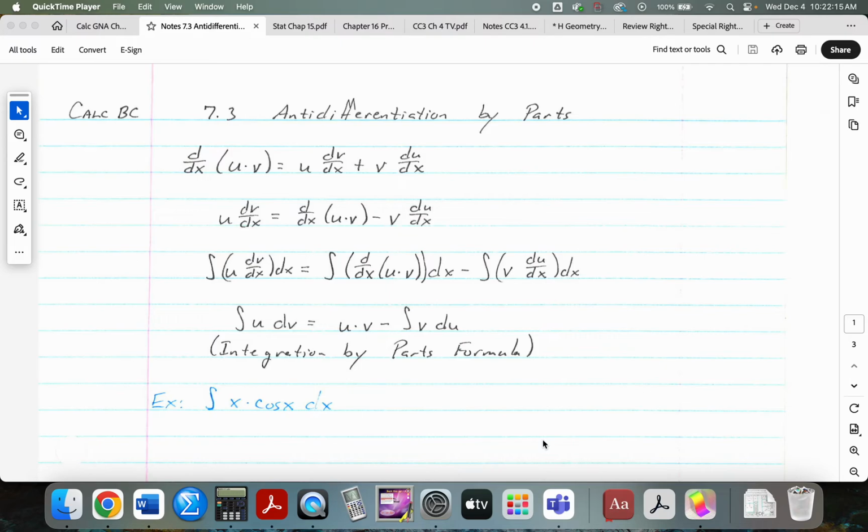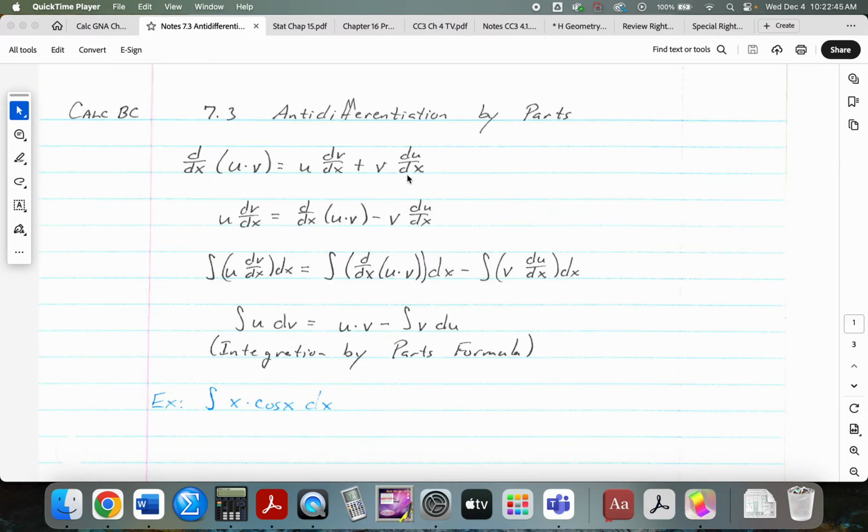What it's based on is the product rule, kind of in reverse. Let me explain. If we take the derivative with respect to x of u times v, we're assuming u and v are both differentiable functions of x. If they're not, this whole thing goes to hell in a handbasket, okay? Remember, that's u times dv dx plus v times du dx, right? Not a problem. All right.